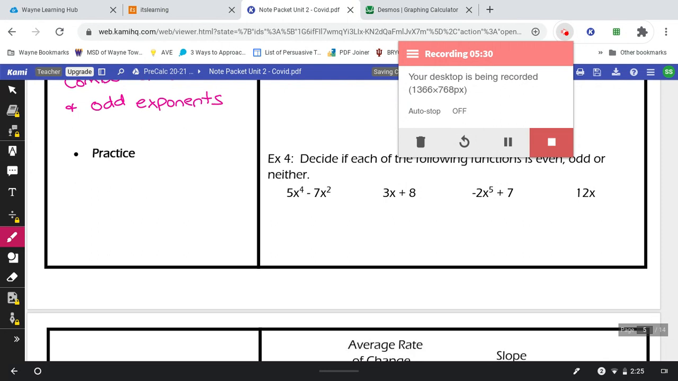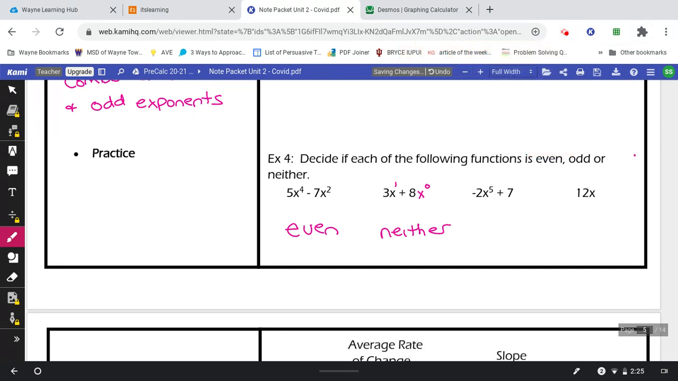The first one is even. You have a 4 and a 2. The second one is neither. You have a 1 and a 0. The third one is neither. You have a 5 and a 0. The last one is odd, x to the 1.